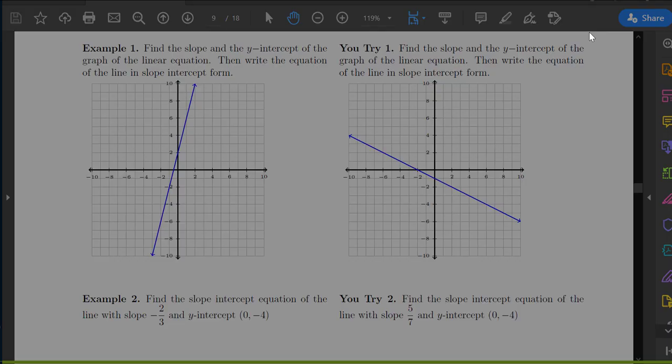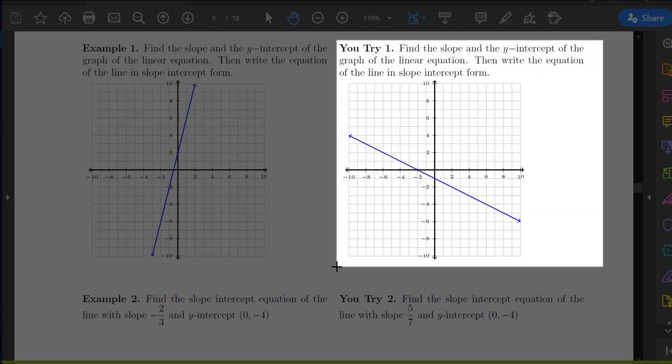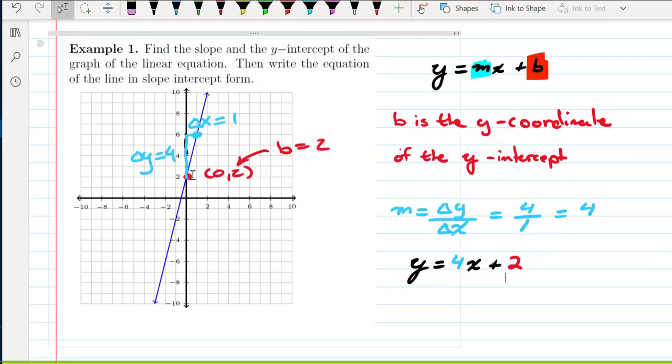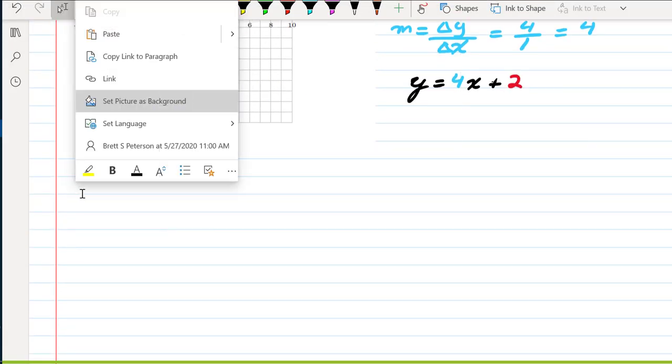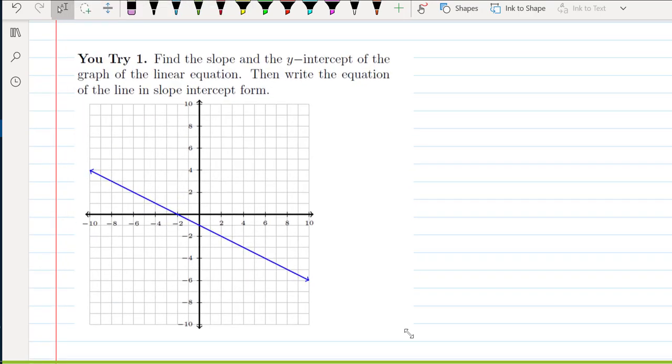So we want to find the slope and the y-intercept of the graph of the linear equation once again, and then write the equation in slope-intercept form. So to do our U-try, once again we need to identify our m and our b. So the b is the y value of the y-intercept, which is right here. So our b value is going to be -1.